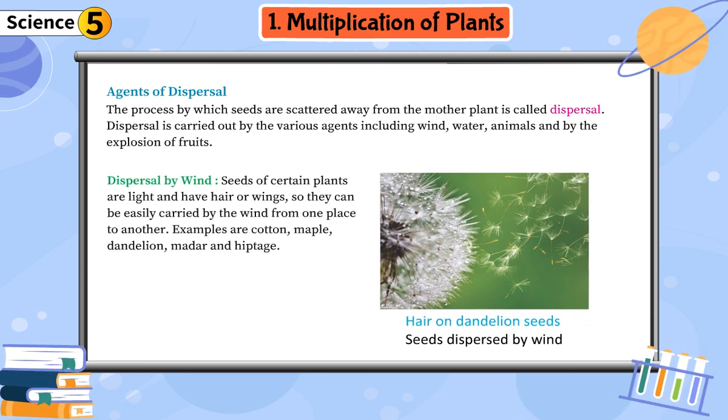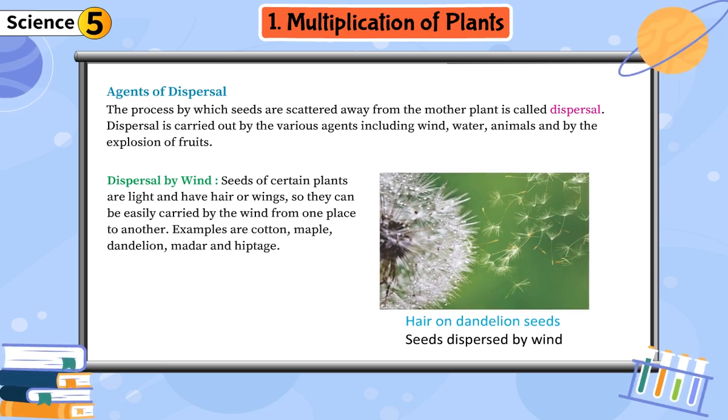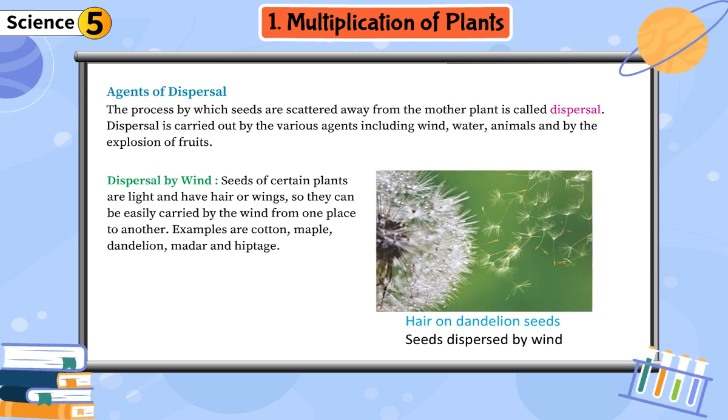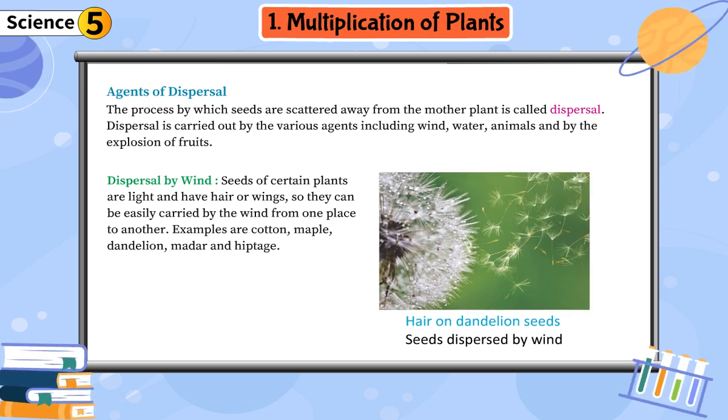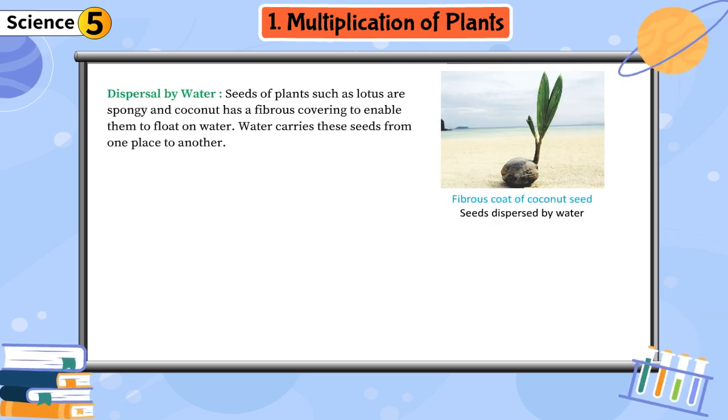Dispersal by wind. Seeds of certain plants are light and have hair or wings, so they can be easily carried by the wind from one place to another. Examples are cotton, maple, dandelion, madar and heptage. Dispersal by water. Seeds of plants such as lotus are spongy and coconut has a fibrous covering to enable them to float on water.